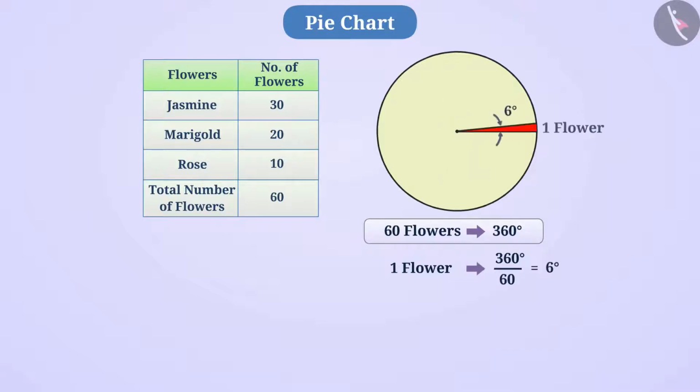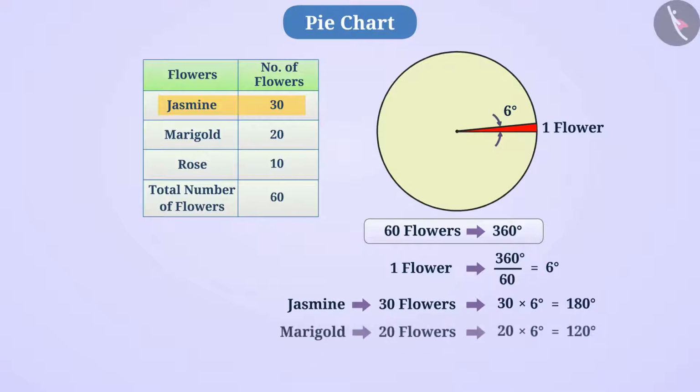Now, the number of jasmine flowers is 30. So, we can represent this number by 30 multiplied by 6 degrees, which is equal to 180 degrees. In the same way, you can get different central angles using the unitary method.